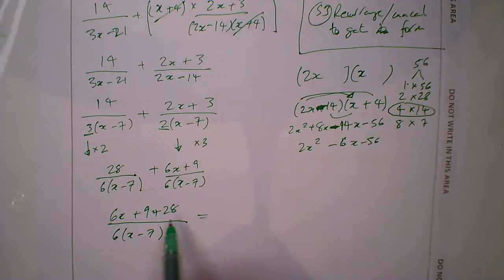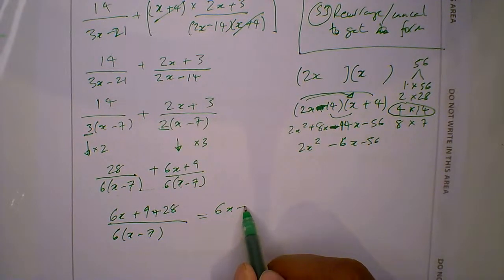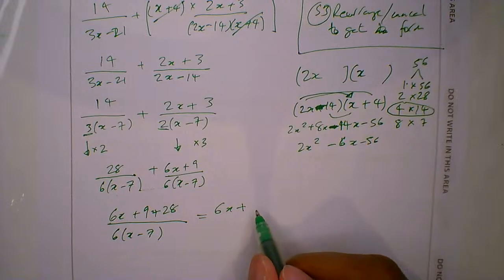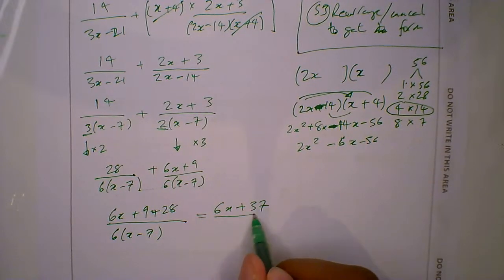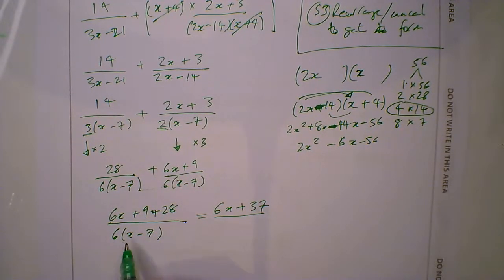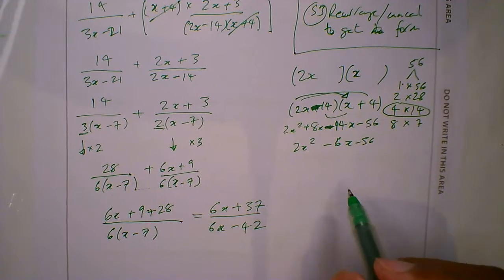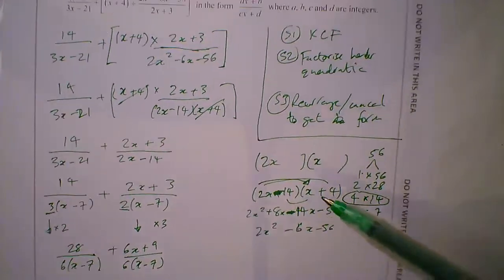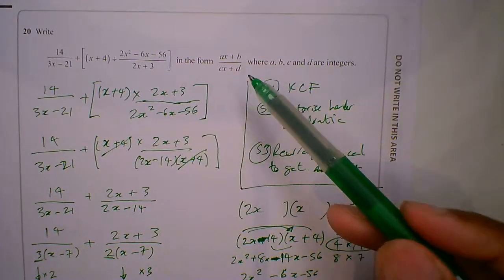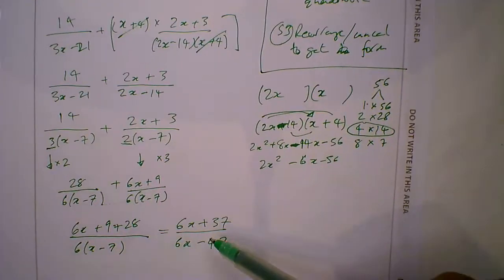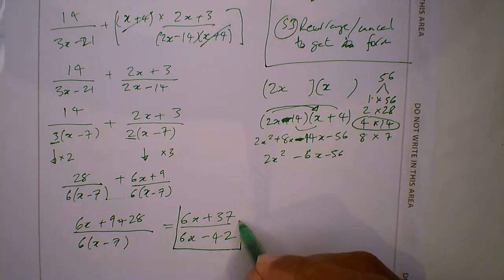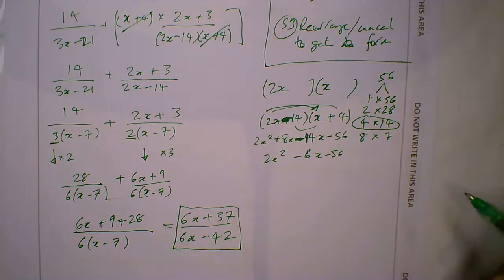Simplify this. This is 6x. 9 plus 28 is 37. Over 6, and expand this bracket. 6x minus 6 times 7 is 42. And if I look at my question, ax plus b over cx plus d, you can see this matches what I've got. And so that's my final answer.